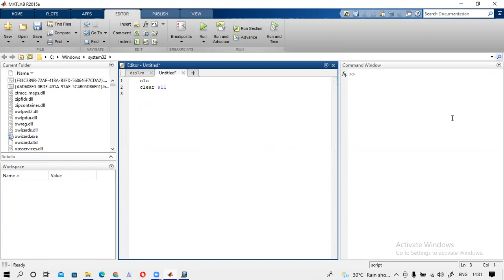So now if you want to generate one impulse, what is the impulse in discrete time?